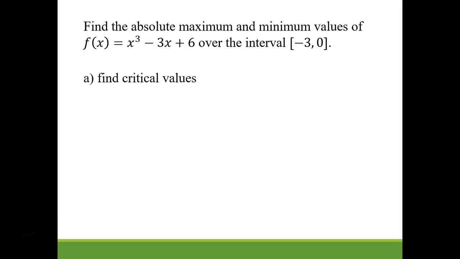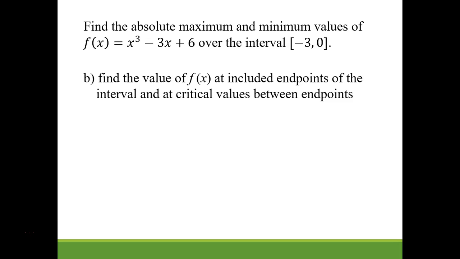So the first thing we'll do is find the critical values for the function. Now that's no different than we've ever found critical values. We'll find a first derivative of the function, set it equal to 0, and find all the values for x that make the first derivative 0. So there's two critical values for this function, +1 and -1.